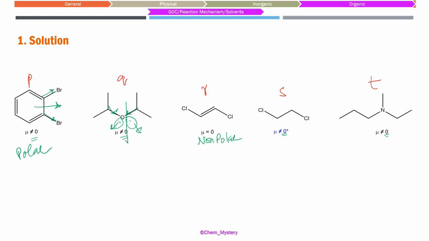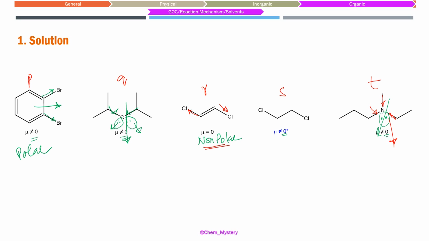In nitrogen also, if we keep a lone pair somewhere here, then this vector is going to be oriented like that. If you add all the vectors, this should be like that. That is also going to be somewhat the direction. In the carbon-fluorine bond in this trans compound, these two vectors are going to cancel out completely. That's why this is going to be non-polar.